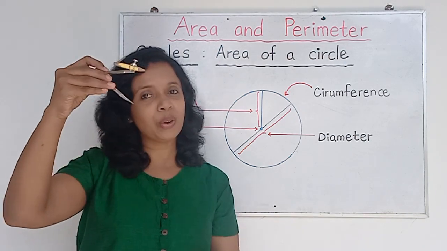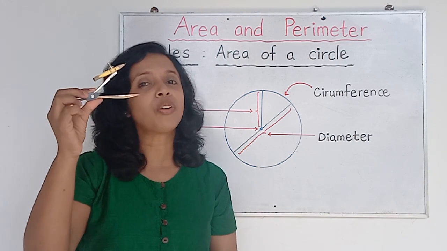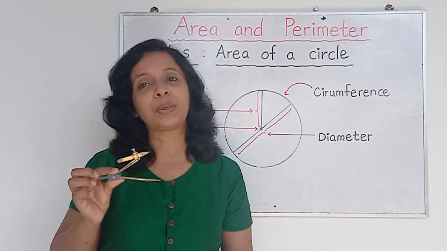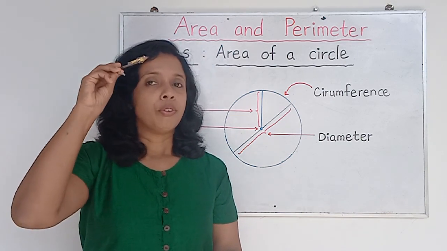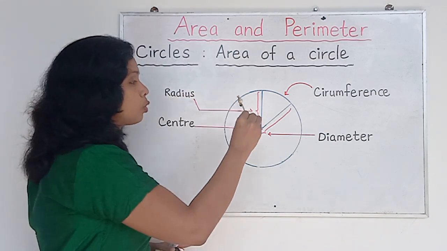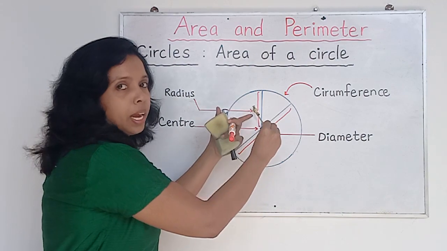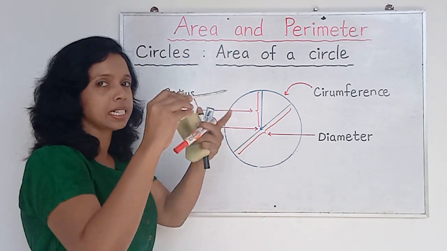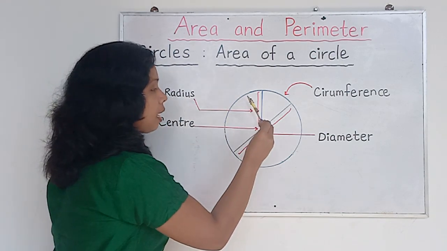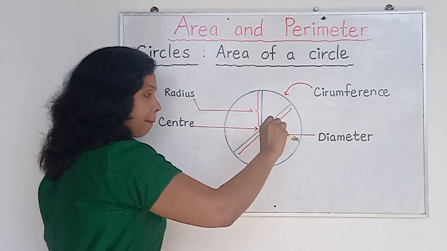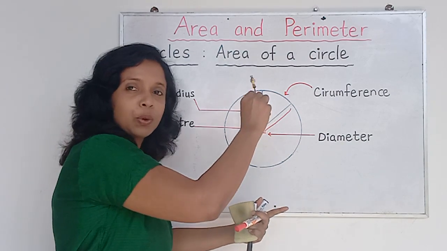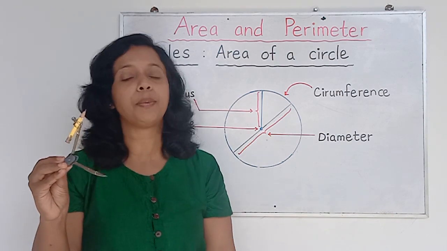First of all, children, what is this? Have you seen this before? Yes, a pair of compasses. You can have this in your mathematical instrument box. When you use a pair of compasses to draw a circle, look at this carefully. You draw like this. You know how to draw a circle using a pair of compasses.